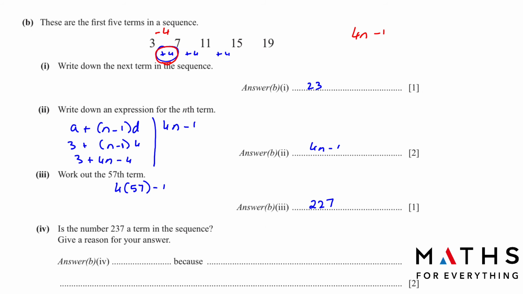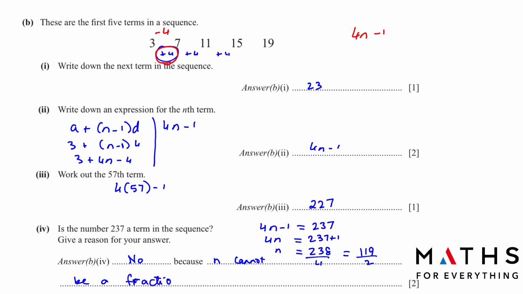So we have 4n minus 1 is equal to 237. 4n is equal to 237 plus 1, which is 238. Divide by 4. 238 divided by 4 is a fraction. n cannot be a fraction, so you will write no, because n cannot be a fraction. Or you can write the value of n.